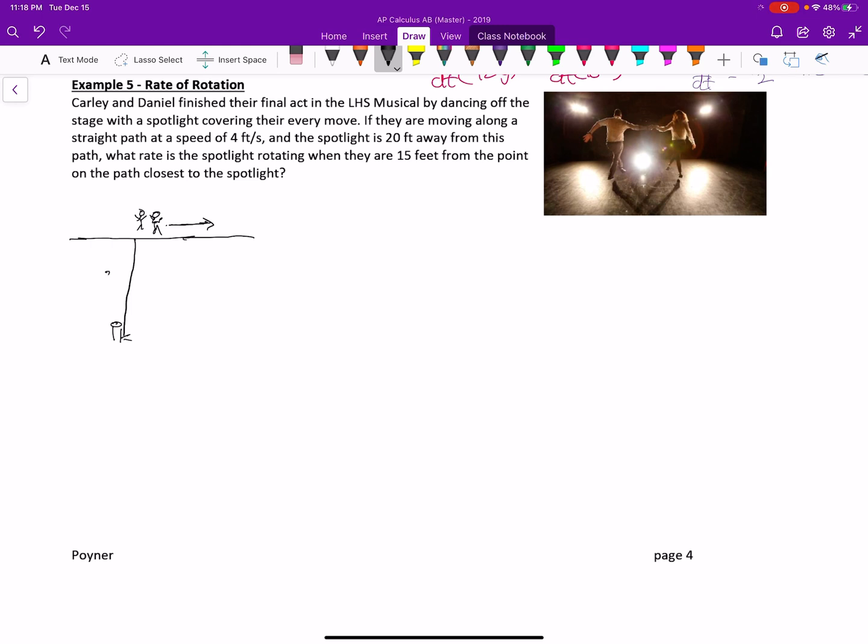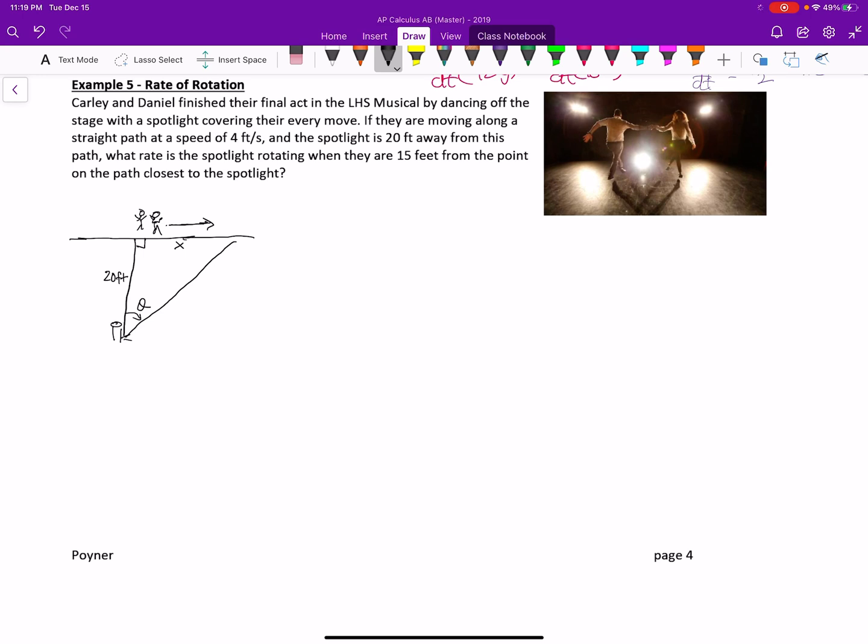So the spotlight is 20 feet away. That's not moving, it's just going to rotate. The spotlight is then going to start tracking their every move in that direction, so it's going to sweep out some angle like that. The thing that is not moving is the 20 feet, because the spotlight is positioned where it's positioned, but their movement, let's call that x, is changing, and the angle is changing. Those are the pieces that are changing.